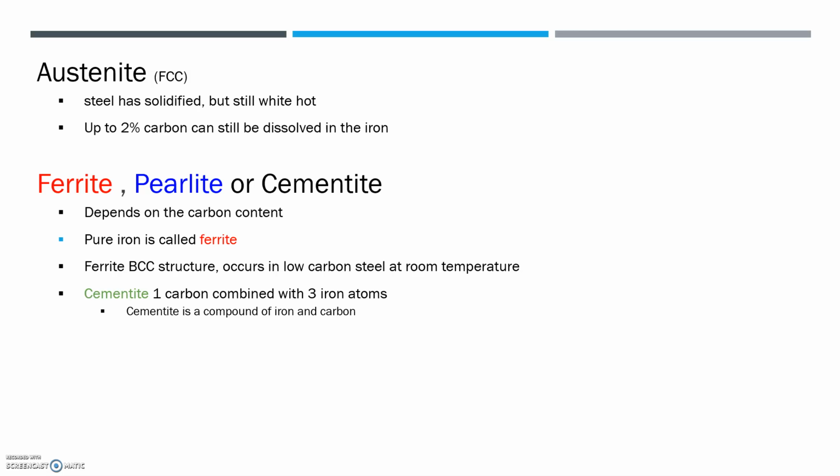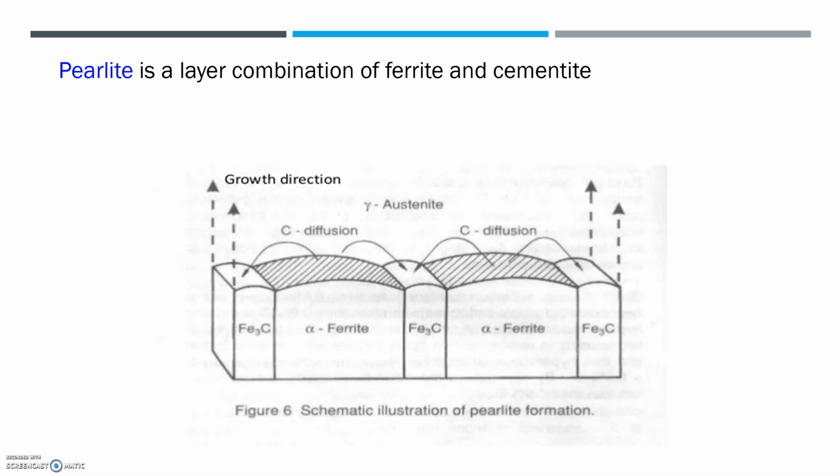When the steel cools to the austenitic stage, it is still white hot and it is still absorbing carbon. The change from ferrite, pearlite, or cementite is a relationship between iron and carbon. Cementite is one carbon atom combined with 3 iron atoms. Pearlite is a layered combination of ferrite and cementite, as shown. Examples of pearlite are cutting tools, high-strength wires, and knives.